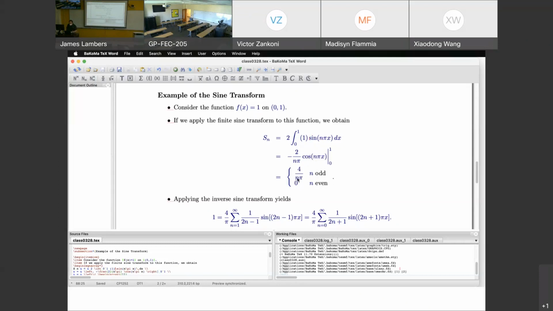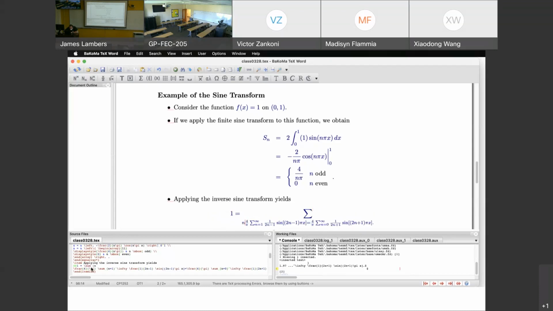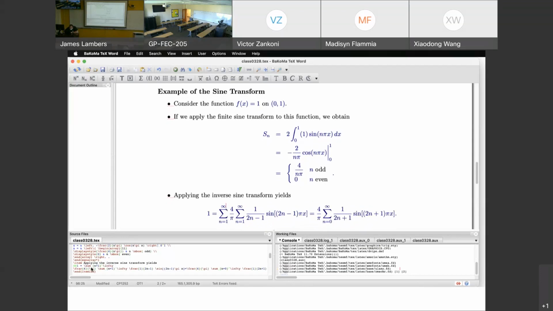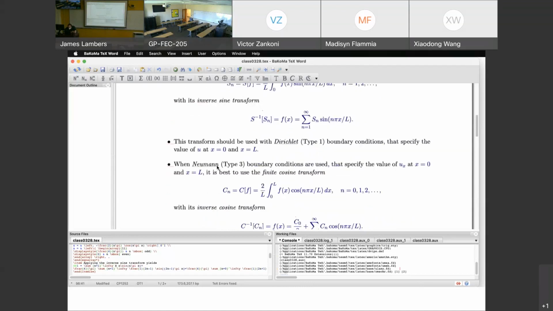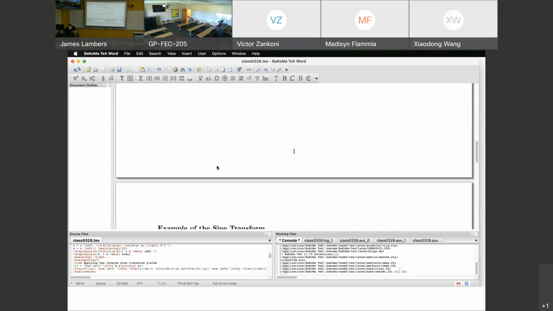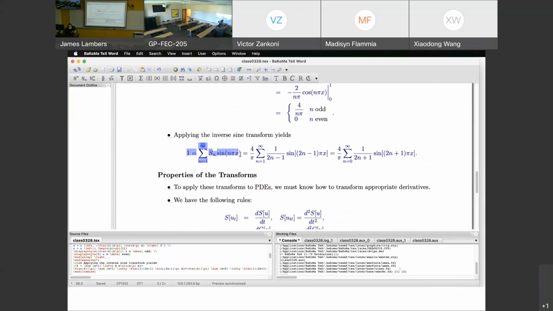So now, if I want to take the inverse sine transform of these coefficients, if I just use the definition, so I'll fill that in first, you would have a sum from n equals 1 to infinity of Sn sine n pi x. Okay, so that's what the definition of the inverse sine transform would give you in the case of L equals 1.